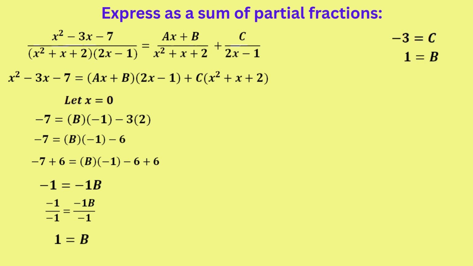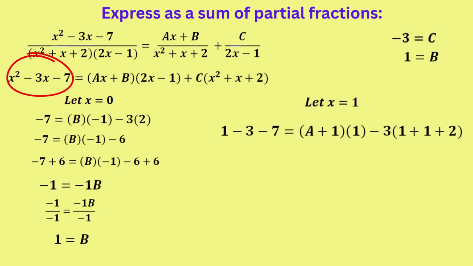We still need to find the value of a, so let's substitute another small value of x into the identity equation. Let's try x equals 1. On the left, we'll get 1, minus 3 minus 7. On the right, recall that b equals 1, so the first bracket will have a plus 1, while 2x minus 1 will simplify to 1. On the far right, replace c with minus 3. Inside the brackets will be 1 plus 1 plus 2.